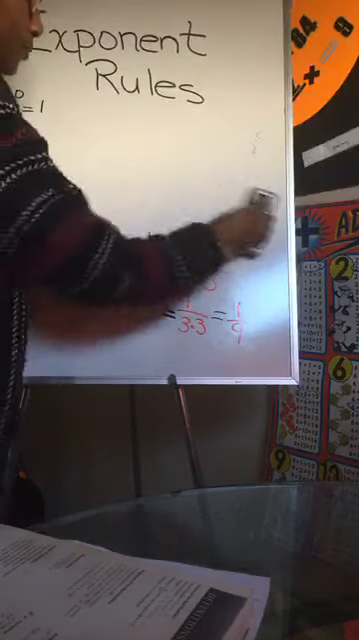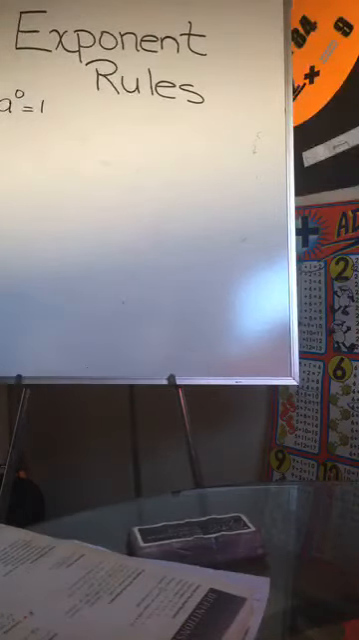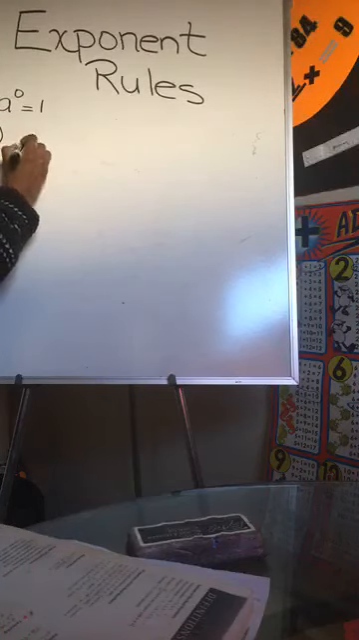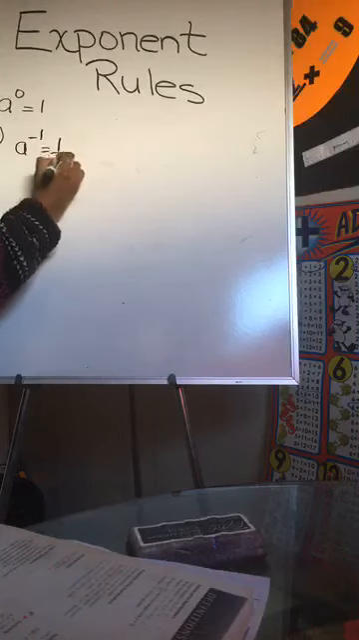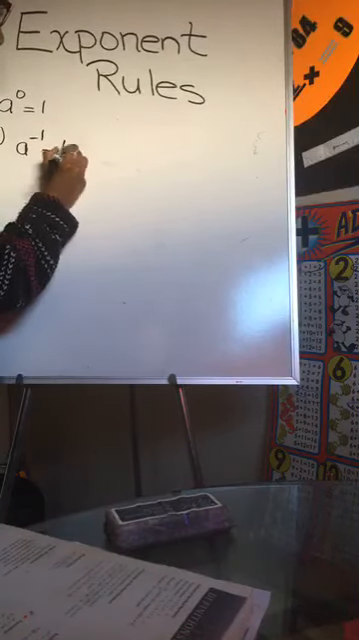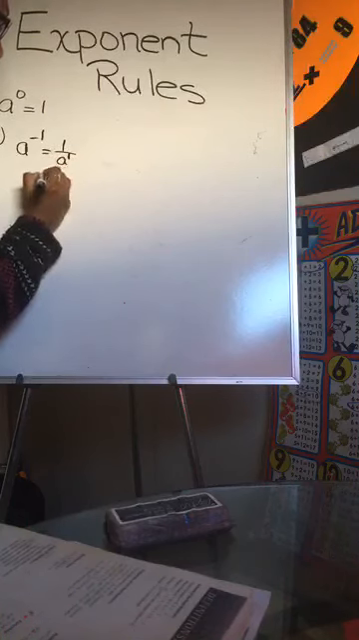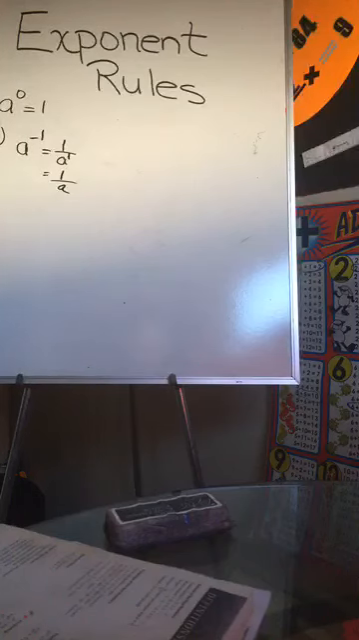All right, so going to our third rule. So I'm going to list them over here. So this is our second rule, which is a to the negative first power, which is the reciprocal of 1 over a. Don't want to be sloppy here. So 1 over a to the first power, which is saying 1 over a. All right, so this is our second one.